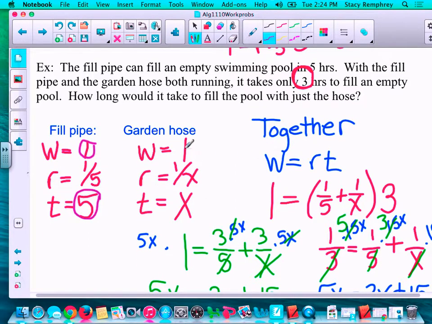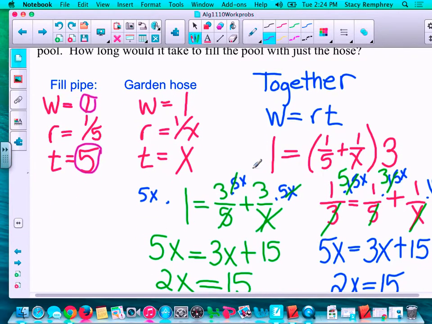For the garden hose, the work was 1. The time by itself I did not know. That was x. And the rate was 1 over x. Now, when they work together, they're both accomplishing the same goal. So it should be faster with both of them working. So the work was 1. I added their rates because they were working together. So the rate is the sum of the individual rates. And then the time was 3.